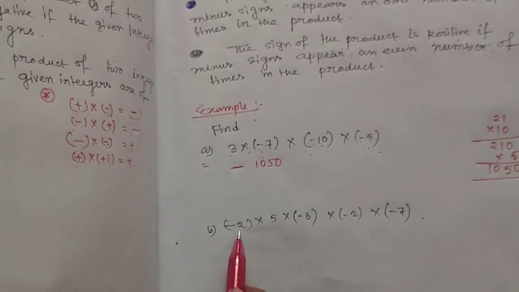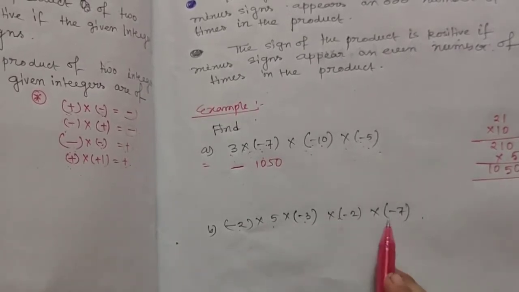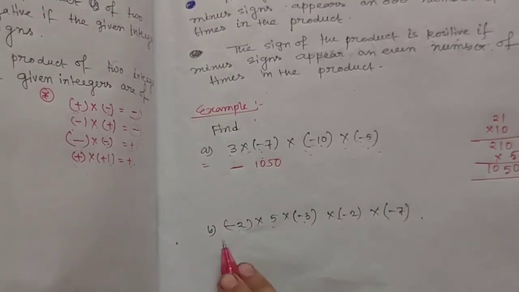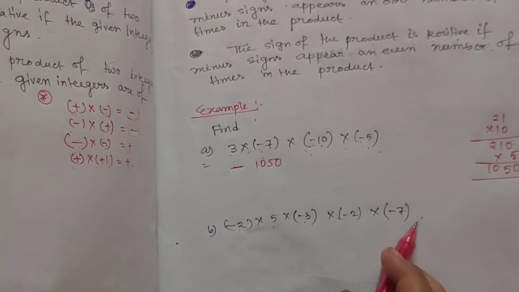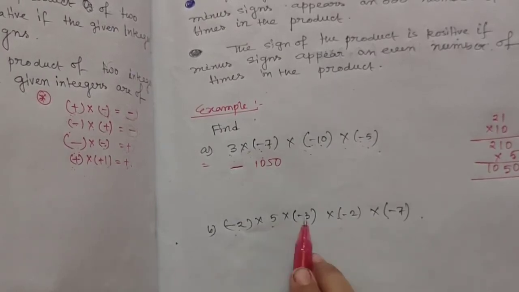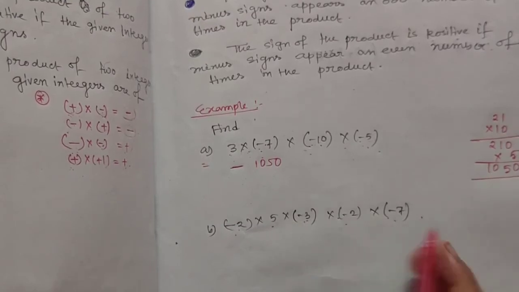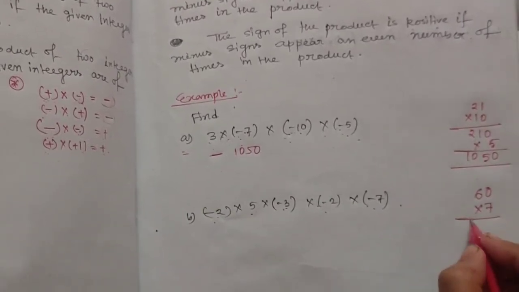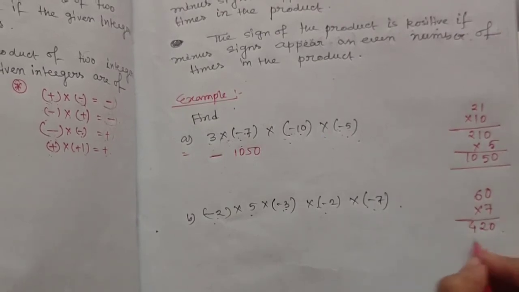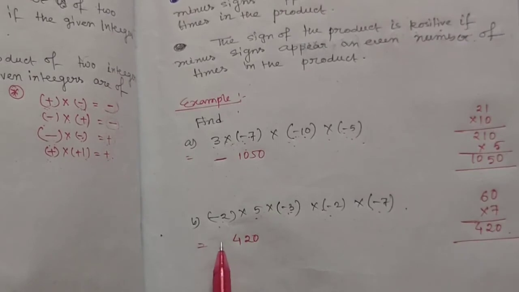So next: minus 2 into 5 into minus 3 into minus 2 into minus 7. So first of all we will find the product of the absolute values of the numbers. 2 fives are 10, 10 threes are 30, 30 twos are 60, 60 multiplied by 7 gives 420.